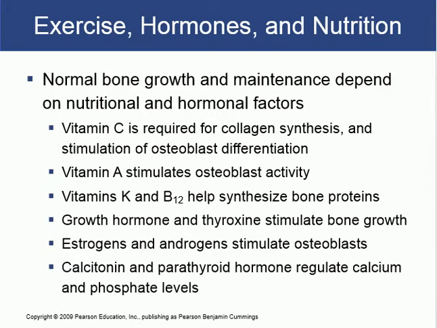You need vitamin A for stimulating the osteoblast. You need vitamin K and B12 to make the protein part of the bone. So this is also needed for the protein part. You need growth hormone and thyroxine to stimulate the bone growth. You need estrogen and androgen to stimulate osteoblast.